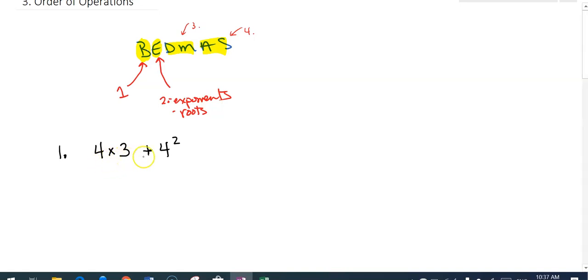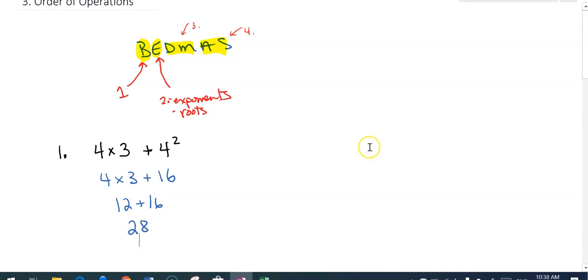So we have 4 times 3 plus 4 squared. There are no brackets, but there are exponents. So I have to be able to do 4 to the power of 2. Make sure you don't tell me that's 8. It's not 4 times 2. 4 to the power of 2 means take 4 and multiply it by itself twice. So that becomes 16. Now, left to right, we do our multiplication. And now, left to right, we do our addition.